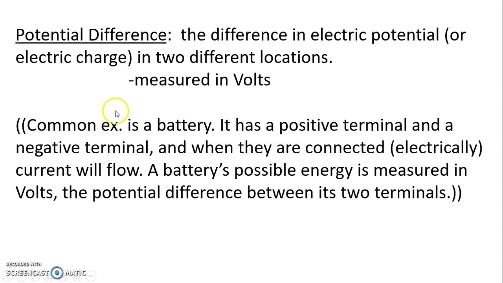The first thing we need to understand is this term, a term you probably learned in physics and probably forgot. Potential difference, we're going to give it a really simple description. It's the difference in electric potential, or more simply in charge, the difference in charge in two different locations. It's measured in volts. This is in parentheses, you don't need to know this, but a battery has a potential difference. It has a positive terminal and a negative terminal, and so when they're connected by a wire electrically, current will flow. And of course, as you know, batteries are measured in volts, right? A 9-volt battery and so on. So there's a little bit of that going on in our bodies, at a much lower level, but there's a potential difference.